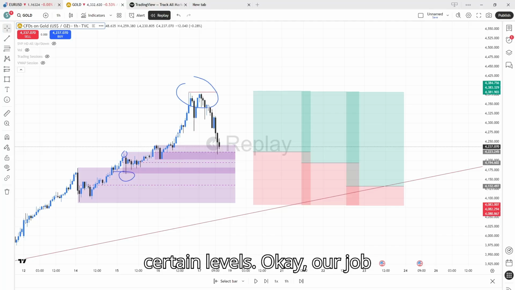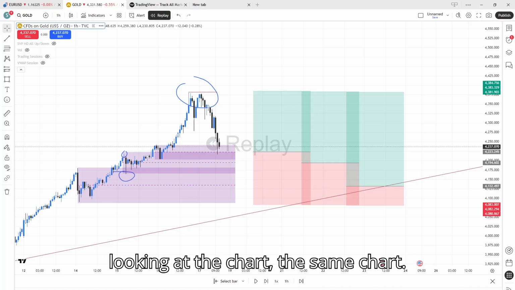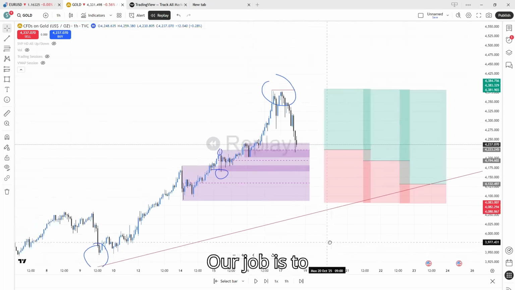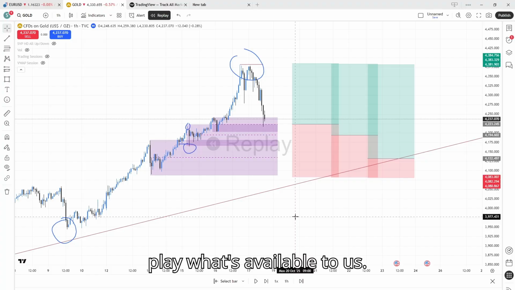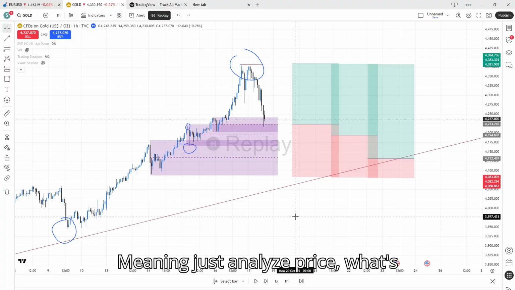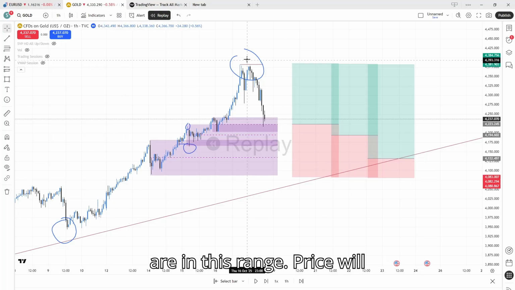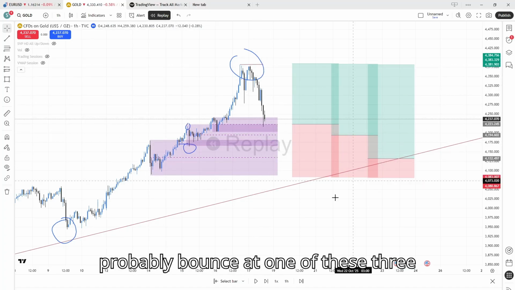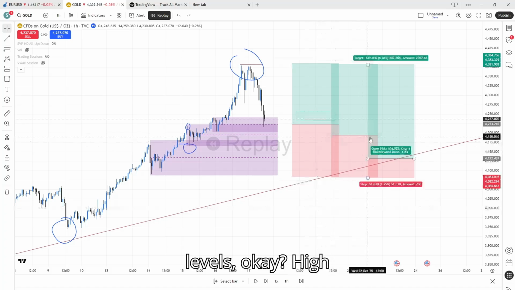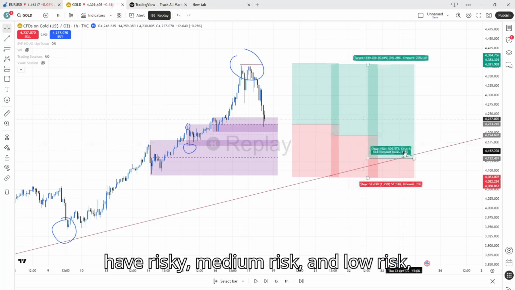Okay, our job as technical traders, right? We look at the chart. Everybody's looking at the same chart. Our job is to play what's available to us, meaning just analyze price, what the market is giving to us. Again, now we are in this range. Price will probably bounce at one of these three levels. Okay, high probability trade, we have risky, medium risk, and low risk.